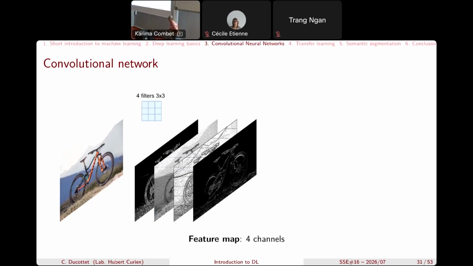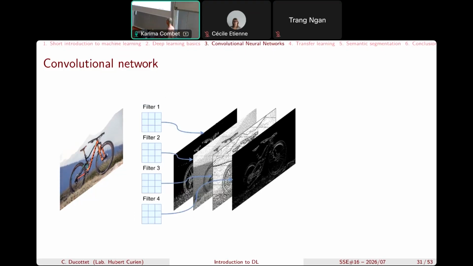Okay, so my layer here will not consist of a huge number of neurons as before. It will consist of some set of filters. Here I have 4 filters, and each filter is 3 by 3. Most of the time in deep learning, we are using 3 by 3 filters because they are easier to compute. And if we do successive filtering operations, it will be equivalent to having bigger filters.